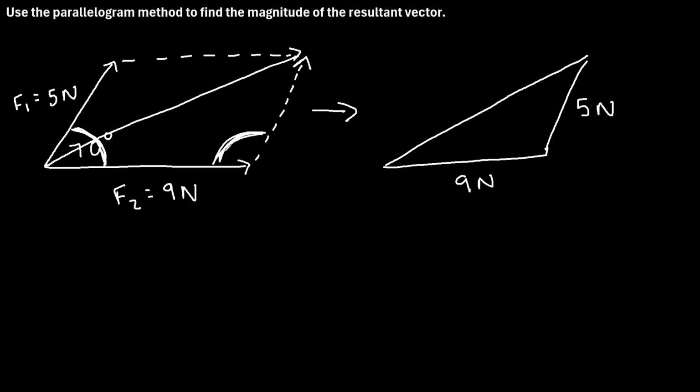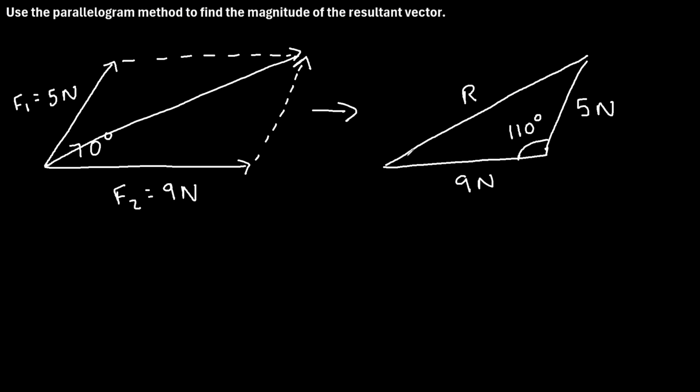They must add up to 180 degrees. So if this angle is 70 degrees, this angle must be 110 degrees so that they add up to 180. So this angle is 110 degrees. And now the question is, what is the magnitude of this side of the triangle? Because remember, this is the resultant. This is our resultant vector. So let's label that R.